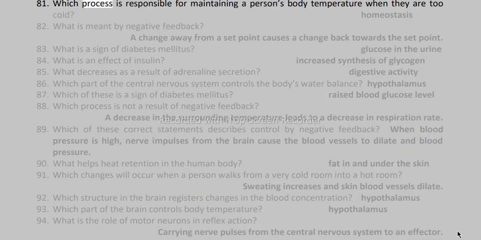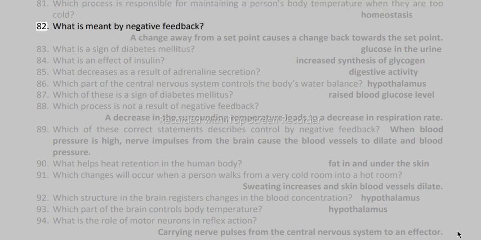81. Which process is responsible for maintaining a person's body temperature when they are too cold? Homeostasis. 82. What is meant by negative feedback? A change away from a set point causes a change back towards the set point.